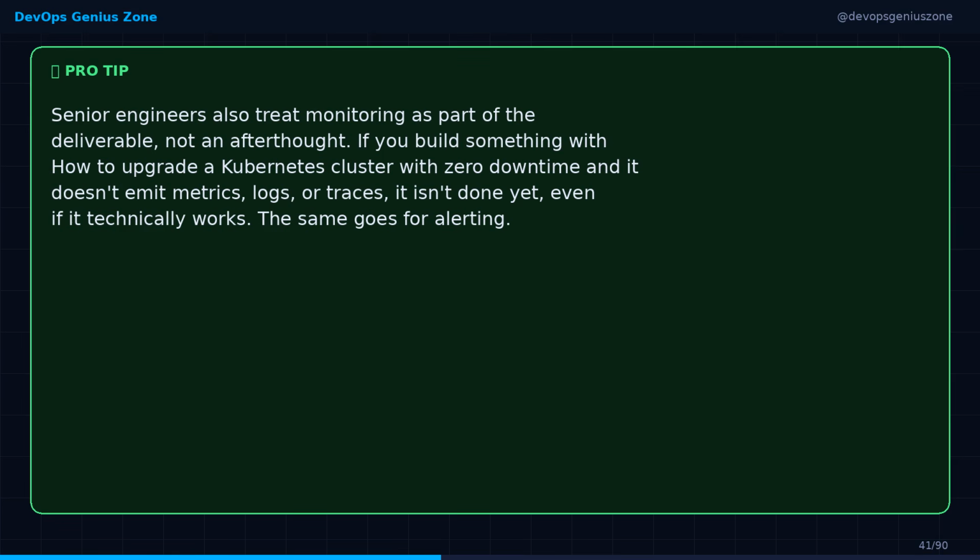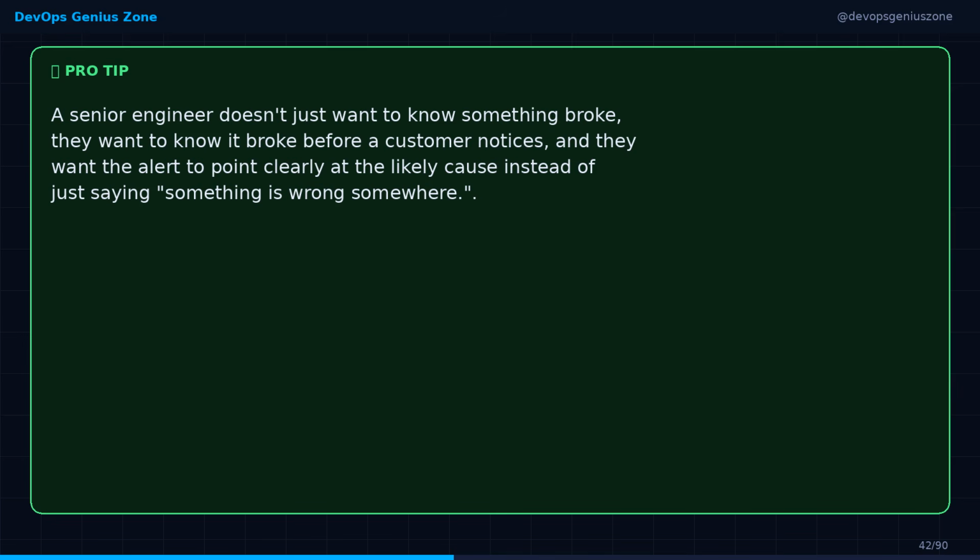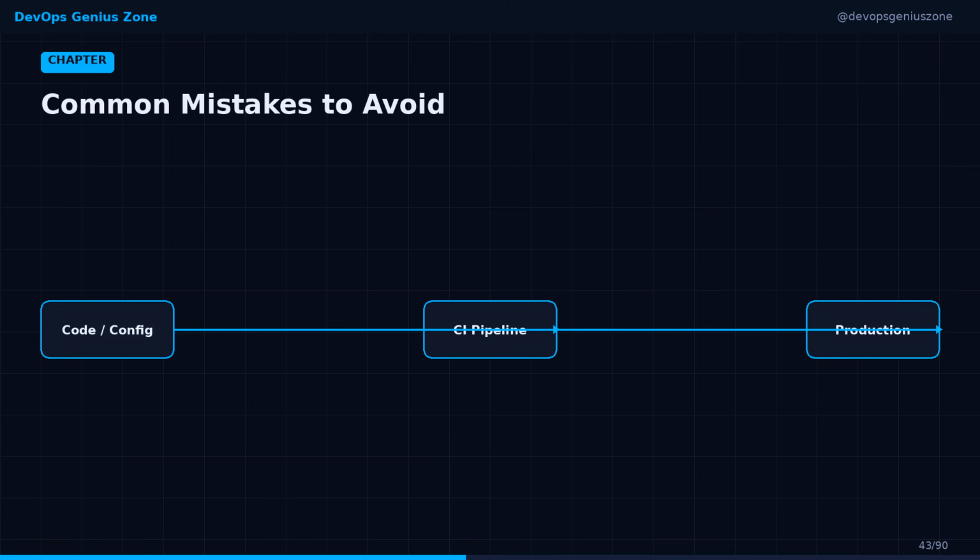The most common mistakes I see junior DevOps engineers make with how to upgrade a Kubernetes cluster with zero downtime are skipping the planning phase, ignoring security until the end, and not handling failures gracefully. Avoid these and you are already ahead of most candidates. For example, never leave sensitive credentials in plain text, even in internal repositories. Use a secret manager or vault solution from day one.